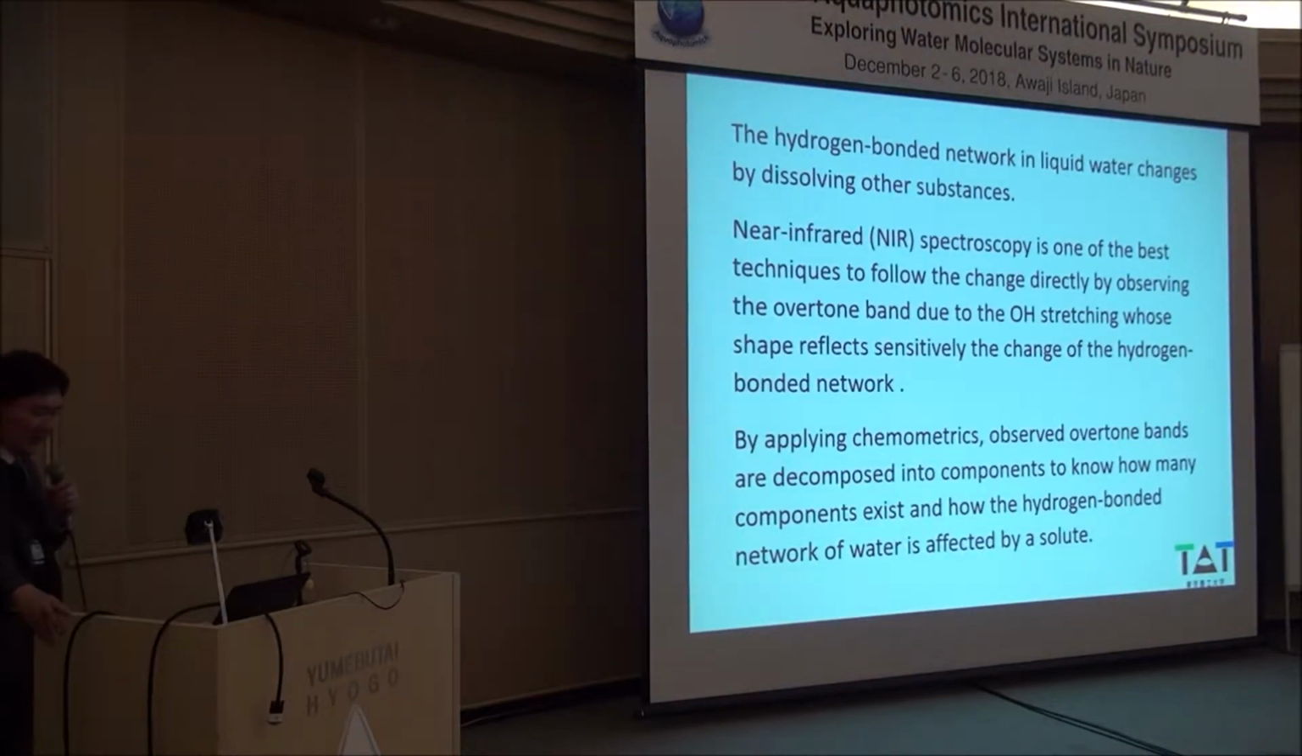Since spectral changes are much more complicated for solutions, we have applied chemometrics to decompose observed overtone bands into components, to know how many components exist in the variations and how the hydrogen-bonded network of water is affected by the solute. It is important to find any regularities in the complicated changes, or to elucidate common components constituting the changes.